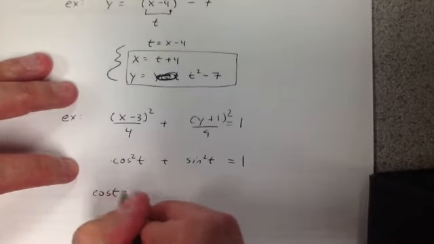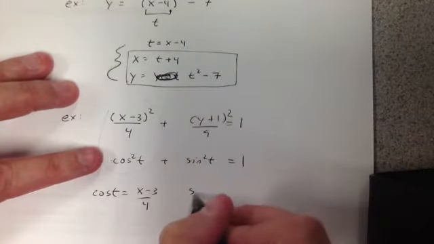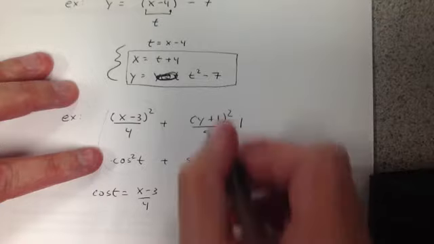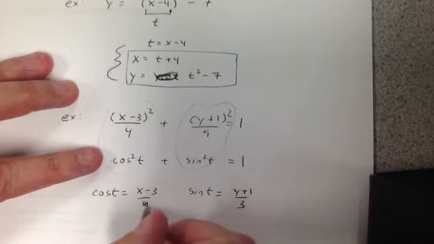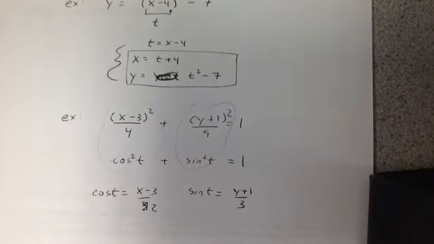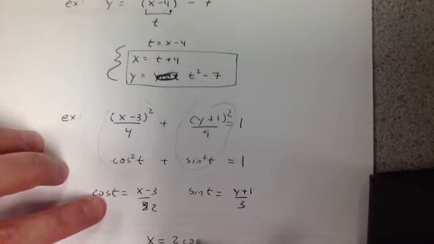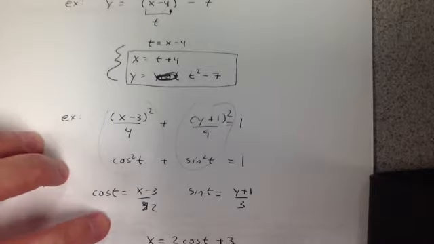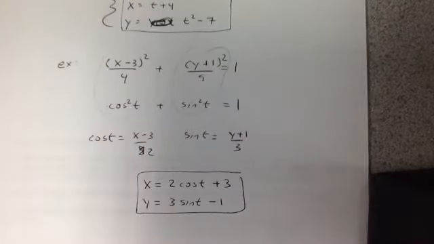Cosine of t, that's our square. Take the square root, we get (x minus 3) over 2. Sine of t equals, we just match those up, (y plus 1) over 3. That should be over 2 for the x, because we had to take the square root of both sides. Cross multiplying, we get x equals 2 cosine of t plus 3. And over here, we would get y equals 3 sine of t minus 1. And there are our parametric equations. These are always a little bit harder to do.